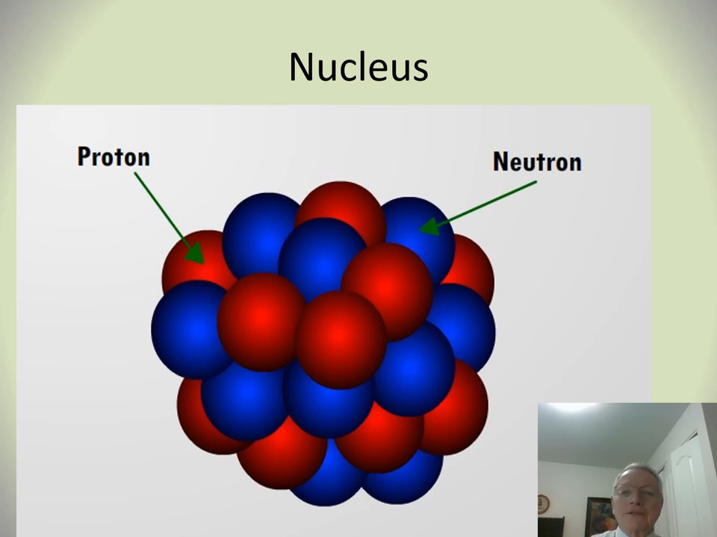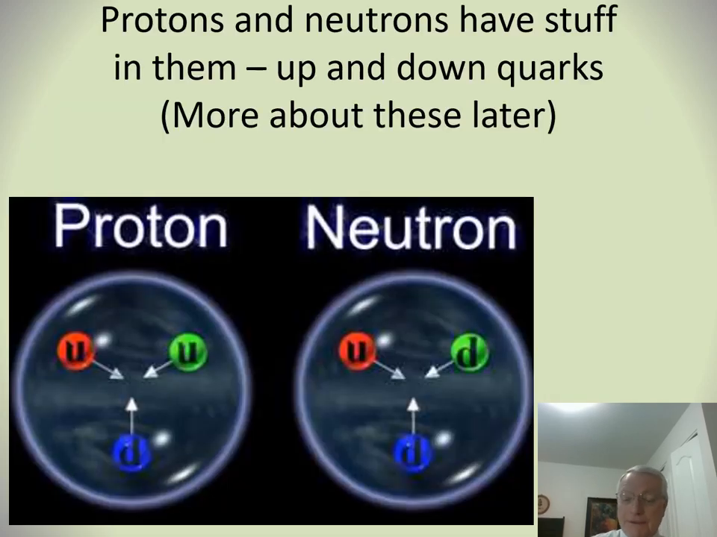If you get down really close to the nucleus, it would look something like this. It looks like a bunch of jelly beans, all held together by some kind of stickiness. Protons and neutrons mix together. This is about what an iron nucleus would look like. If you look at each individual proton and neutron, they're not actually point particles. They have stuff in them. They're called up and down quarks. We'll talk about these right at the end of the semester. And so they even have stuff in them as well.